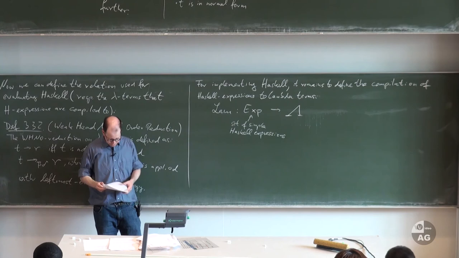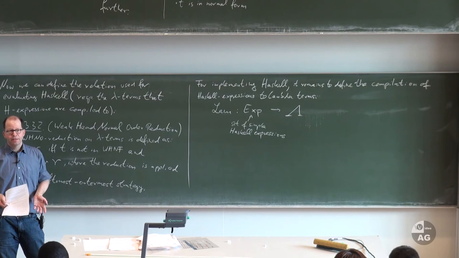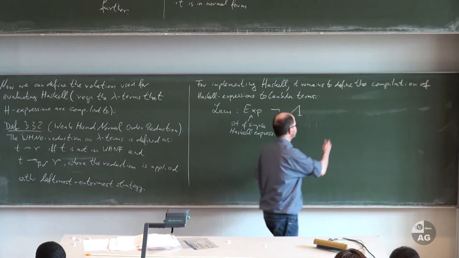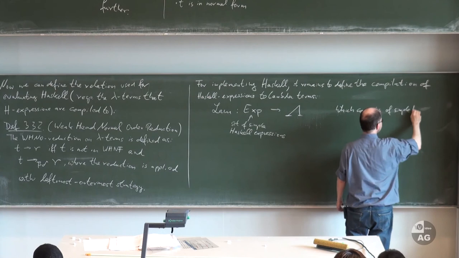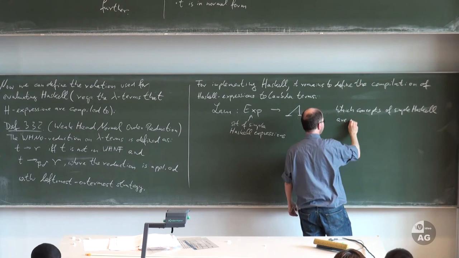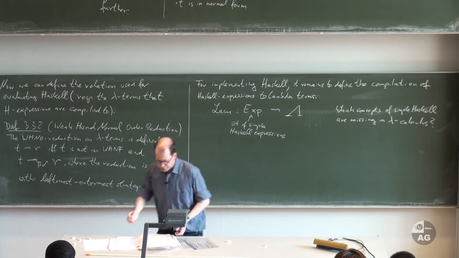And well, what are the difficulties? So what do we have in simple Haskell, what we do not have in lambda calculus? Which concepts of simple Haskell are missing in the lambda calculus? Because the lambda calculus is again a restriction which restricts even further than just simple Haskell.